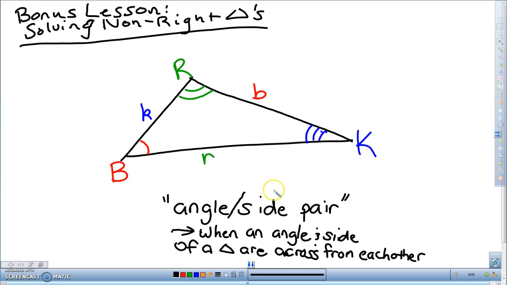Another thing is, if there's an angle and its opposite side, the side that's across from it, I'm often going to refer to it as an angle side pair. So when I say an angle side pair, I mean when an angle and a side of a triangle are across from each other. Just some housekeeping things to keep in mind.